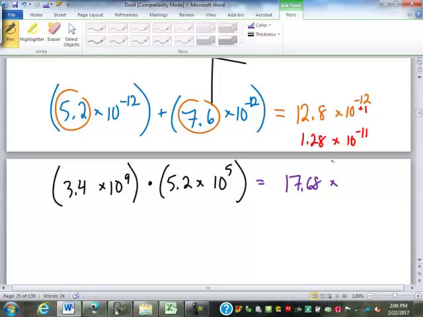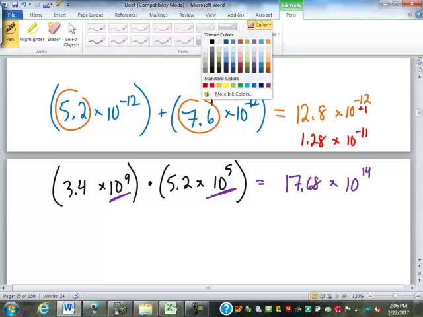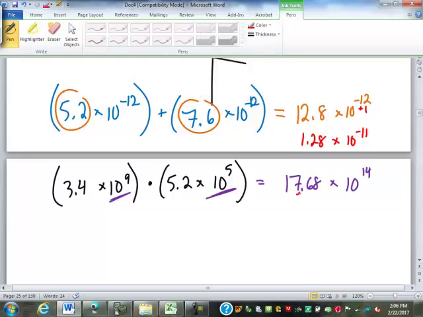But we also combine the names. So 10 to the 9th times 10 to the 5th. We add powers when we multiply exponents with the same base. 9 and 5 was 14. And again, we move the decimal point. 1.768 times 10 to what power does this become? Is it 13 or 15? 15. 15, good. The number got smaller, so the power gets larger.